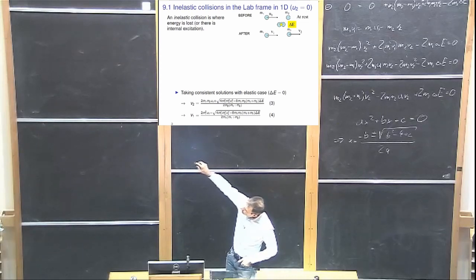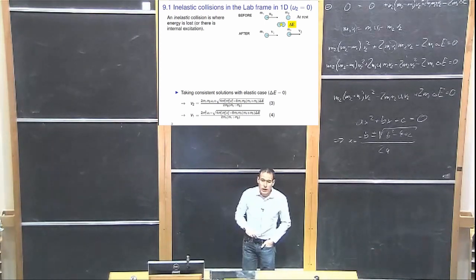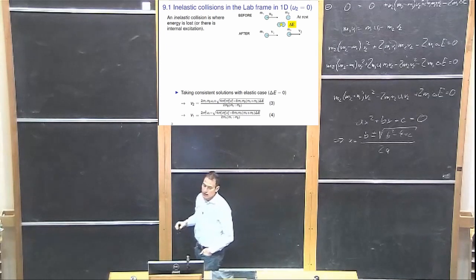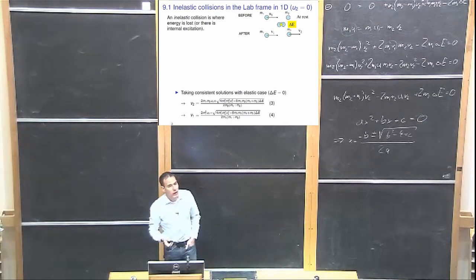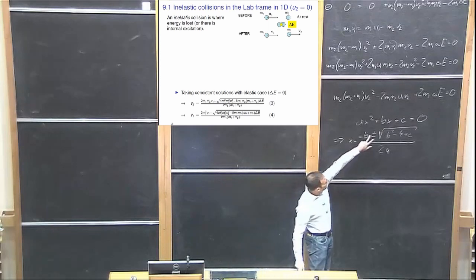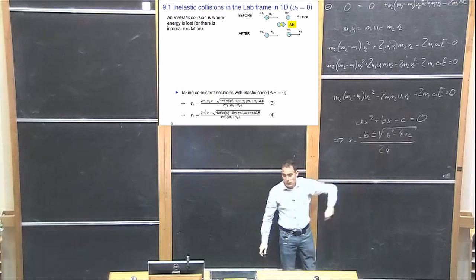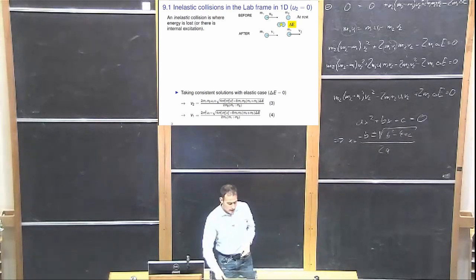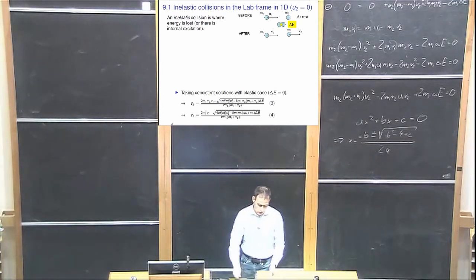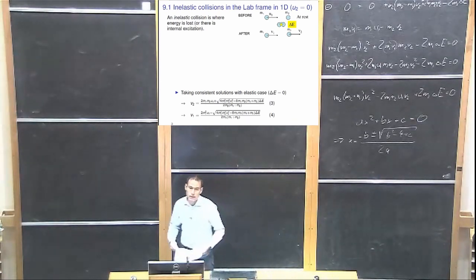Taking consistent solutions with the elastic case, so when you take delta E equals 0, you should arrive at what you get in the elastic case, and that defines whether it's the plus or minus sign. So in physics, you often come across quadratic terms which you need to solve, and one of the solutions makes more sense than the other, so you have to be careful to choose the right sign.